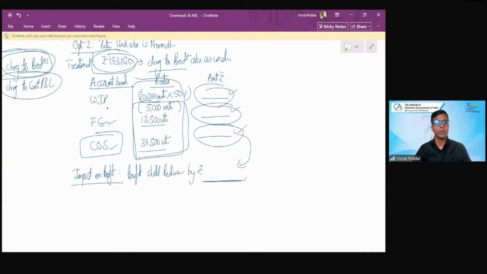Why? Because COS represents the amount of those units which are already sold. Now, whatever is sold, you now cannot recover it from the customer. So that is dead and gone. So your profit is impacted by this.